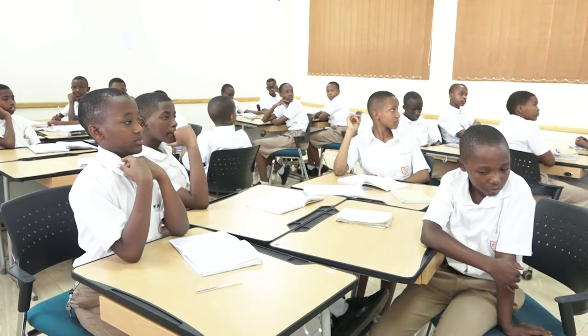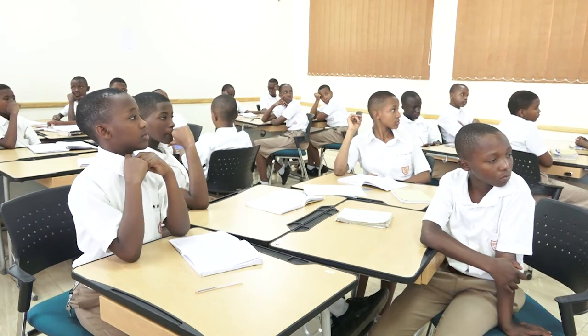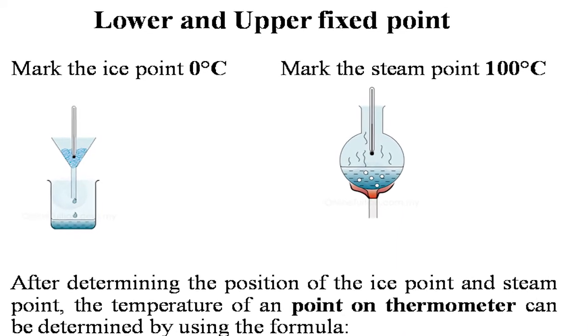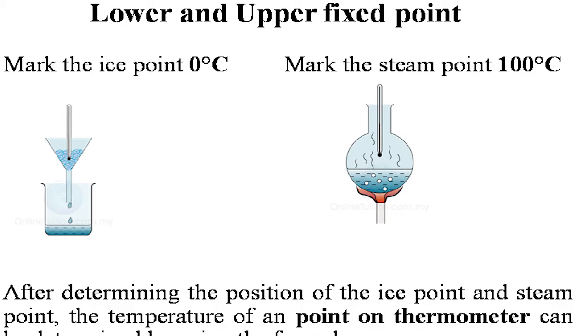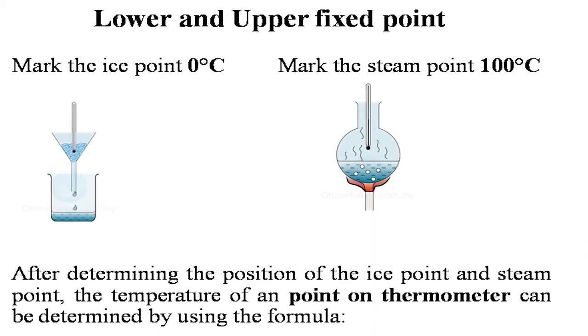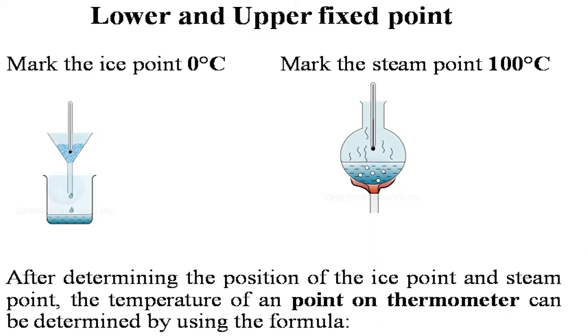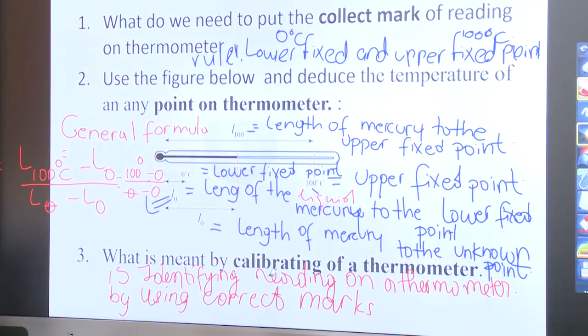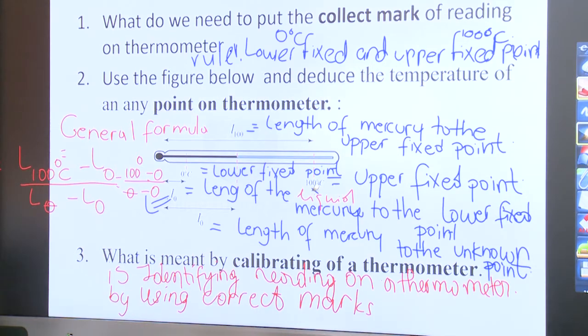Correct marks mean what? 0 degrees Celsius, which is the lower fixed point. The lower fixed point is the temperature of ice. The temperature of melting ice is 0 degrees Celsius. That's why she is saying that they are correct marks. The temperature of pure boiling water is 100 degrees Celsius. All of us know that the temperature of pure boiling water is 100 degrees Celsius.